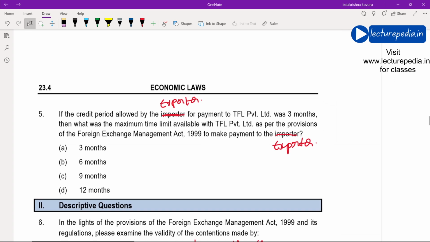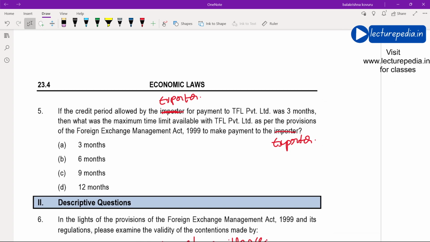Next, if the credit period allowed by the exporter, here you have to make a small correction. There is some printing mistake in the question. You have to strike off this exporter and write it down as importer, and even here also you should strike off this importer and write down as exporter. Now let us read the question.